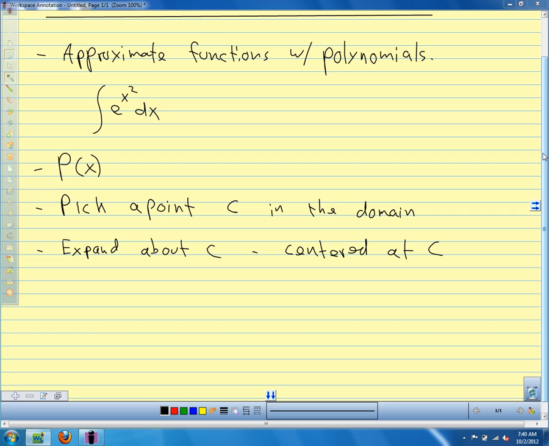So that's kind of what we're doing, in that the point where we saw the car is like our point c in our domain. We have to pick a point where we're starting, and that's where we're making our approximation. So we're going to expand about c, or we're saying our polynomial is centered about c, and we have some requirements. And so we're approximating our function f.